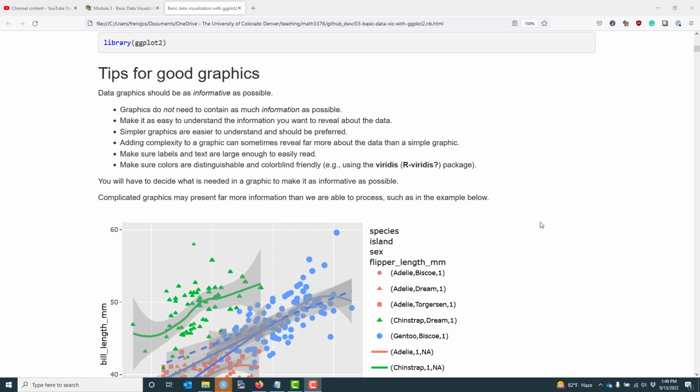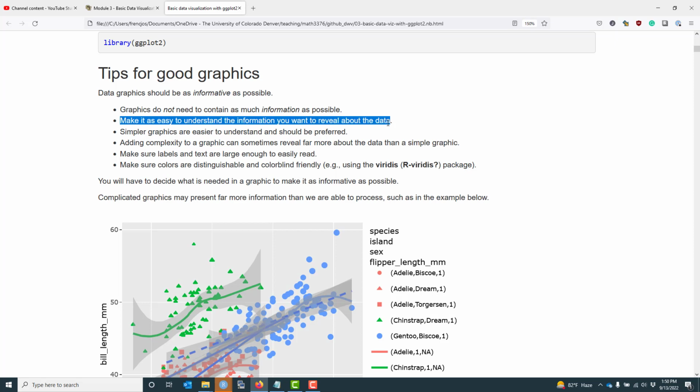In this video, I wanted to briefly provide some tips that you should keep in mind in order to produce good graphics. So in general, you want your data graphics to be as informative as possible. However, I want to caution you, that does not mean that your graphics need to contain as much information as possible. Focus on making it as easy as possible to understand the information you want to reveal about the data.